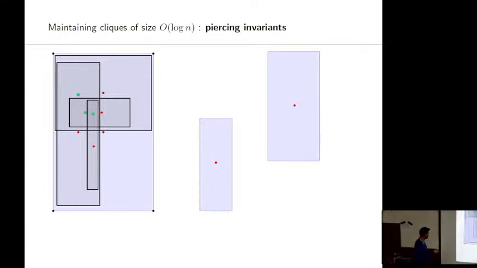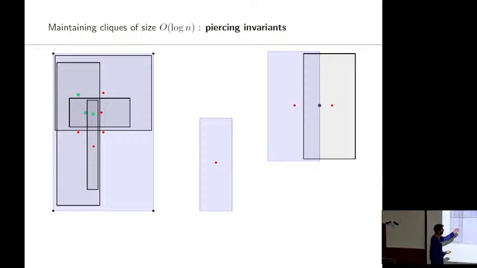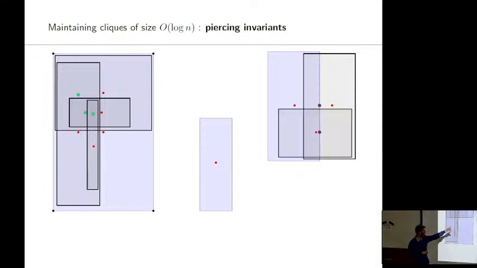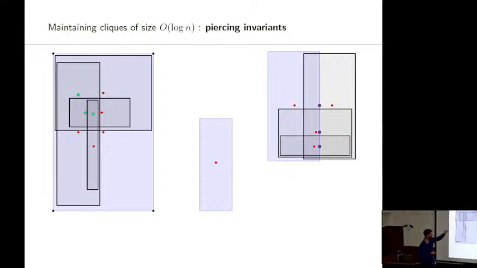The other type of piercing invariant that we have is for the side intersection. Imagine we have a rectangle that arrives on the side like this. Then we will pierce the middle of the intersection with the side. This guarantees that if we have another sequence of rectangles that arrive like this, we have a size at most log n.